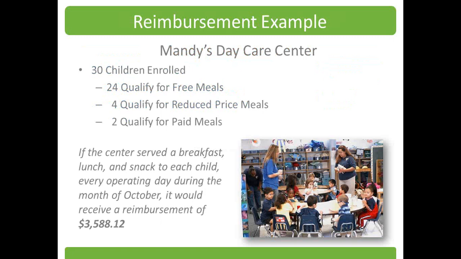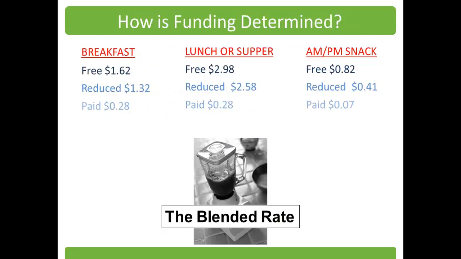The more participants that you have in each category, the higher your blended rate will be. That blended rate is multiplied by the number of meals that you serve during that month. So as you can see, your reimbursement amount depends on a lot of factors, but your actual cost is not one of those factors. It is up to you to spend your reimbursement money appropriately and economically.